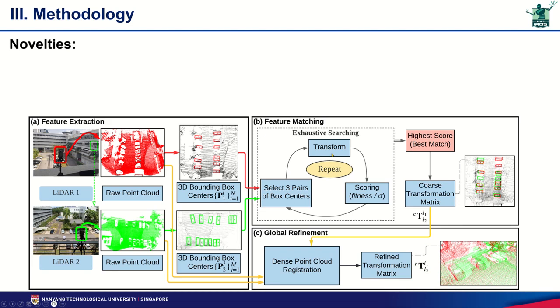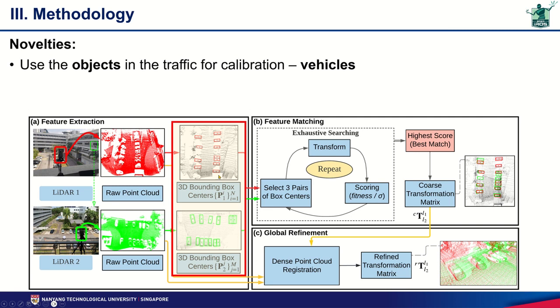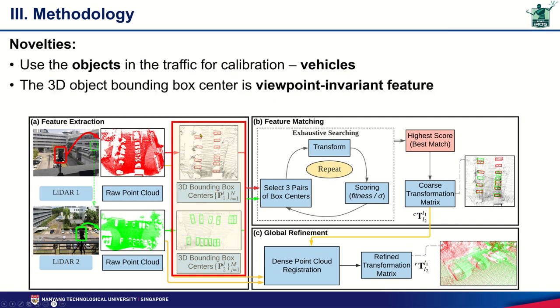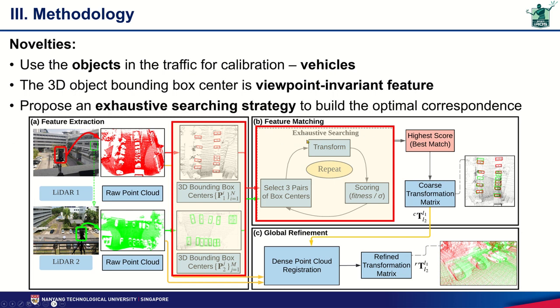Here shows the flowchart of the method. It mainly has three components: the feature extraction, the feature matching, and global refinement. The novelty mainly comes from here. We use the objects in the traffic for the calibration, the vehicles, and the 3D object bounding box center is a viewpoint invariant feature. Also, we propose an exhaustive searching strategy to build the optimal correspondence between multiple long baseline 3D LiDARs.